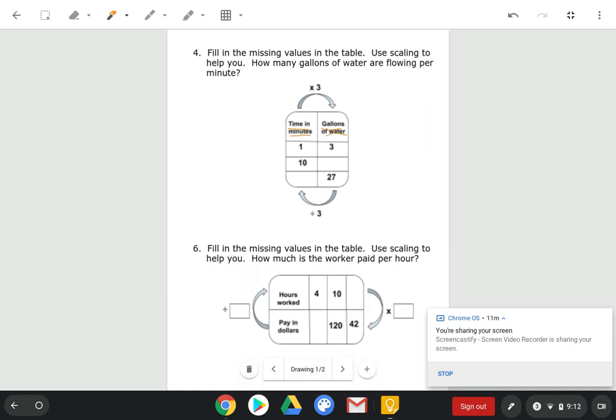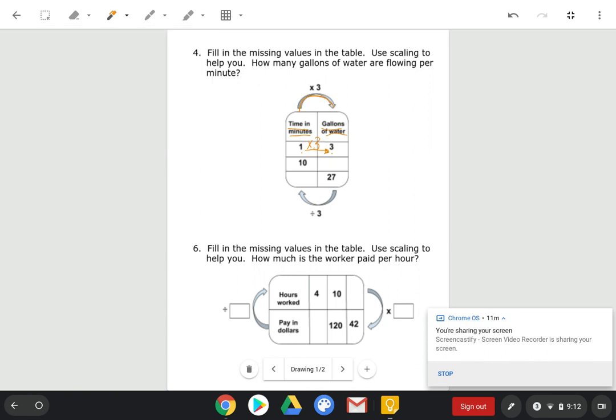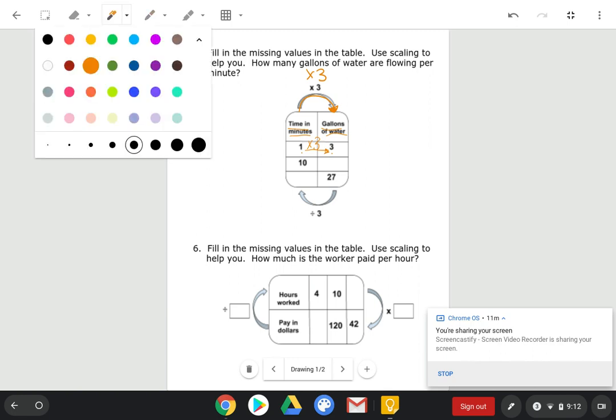All right, and if you notice, the first coordinate we have is 1, 3. Well, how do we go from 1 to 3? Or what is the multiplicative relationship between that 1 and that 3? It's multiply by 3. And that's why up here we have an arrow essentially saying that when we're going from that left-hand column to the right-hand column, we're going to multiply by 3. So we can use that relationship to help us fill out some of the missing values.